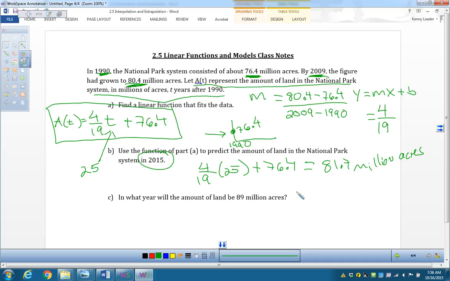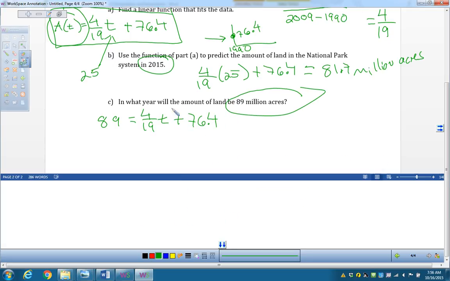In what year would the land, so the next question is the one that people have more trouble with, okay? So this is when you're plugging in a value for y and you're trying to find x. Anyone know how to do that? What would I do to do this? Go ahead, Kaylee. When you put the 89, where like the A of t. Yeah, this is like y, right? So you plug in 89 over here, and then you just solve the equation. So you get 89 equals 4 over 19t plus, what's my y-intercept? 76.4. And then I just do the algebra, okay?